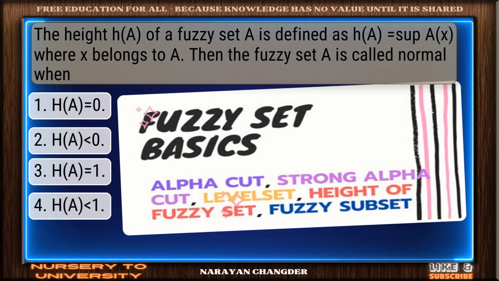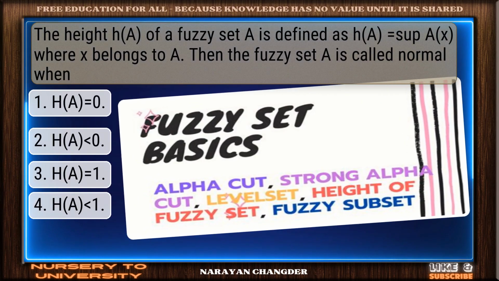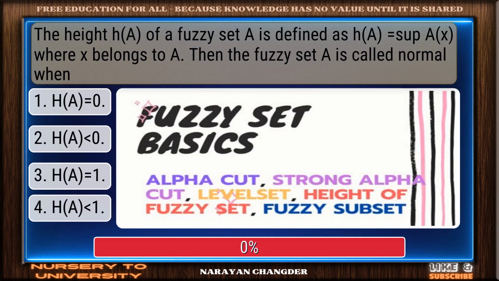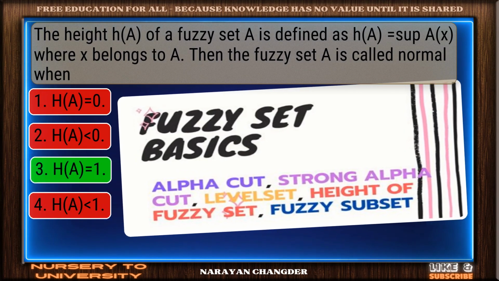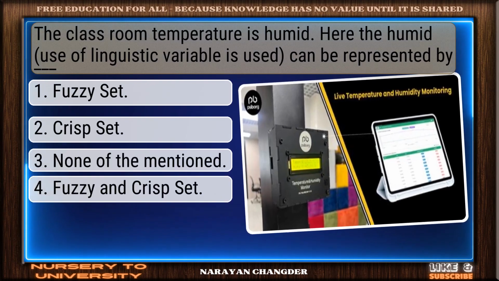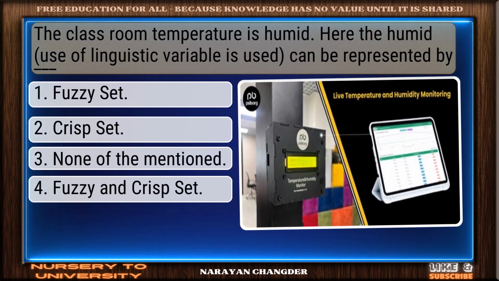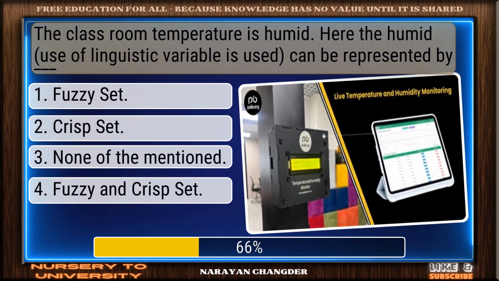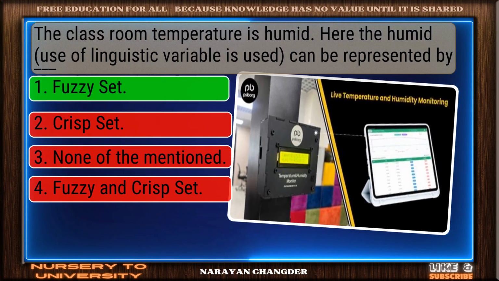Question number 7. The height h of a fuzzy set A is defined as h equal to sup A where x belongs to A. Then the fuzzy set A is called normal when. Correct. H equal to 1 is the right answer. Question number 8. The classroom temperature is humid. Here the humid can be represented by dash. Sharp thinking. Fuzzy set is the right choice.